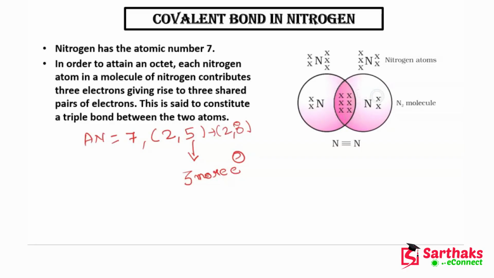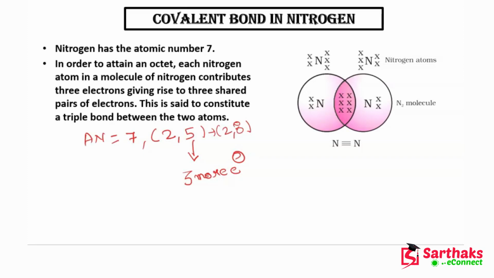Now if I count the electrons, 1 2 3 4 5 6 7 8, the octet of this nitrogen is completed because the number of electrons in the valence shell became 8. This nitrogen also completed its octet because it also shared its 3 electrons with the other nitrogen, and if you count the number of electrons it is 8. So it also completed its octet. I hope guys this point is clear to you.